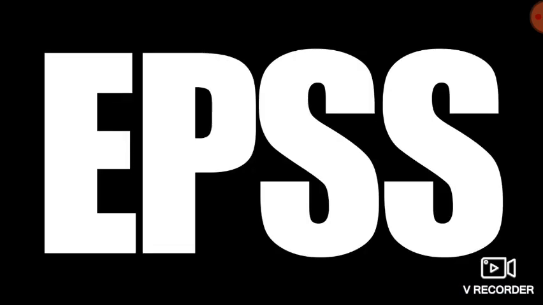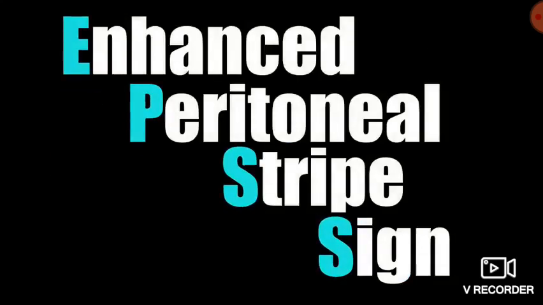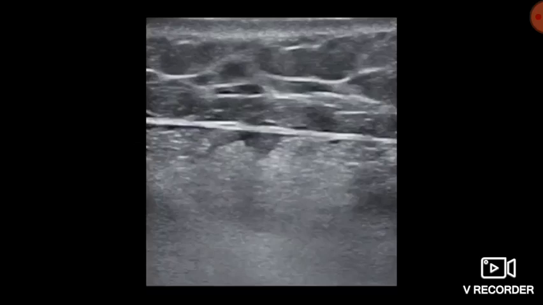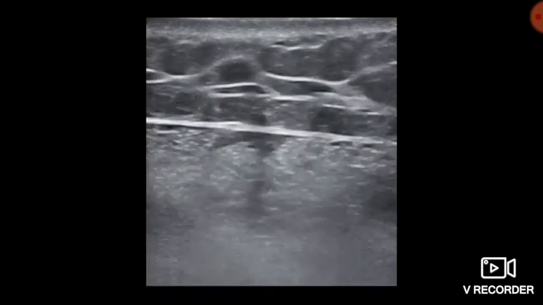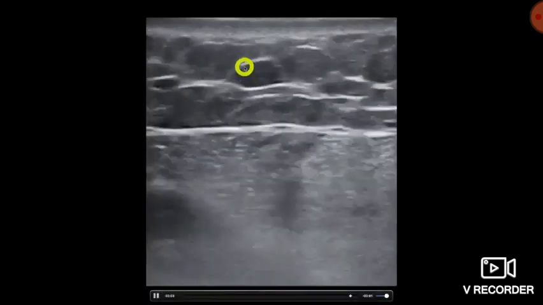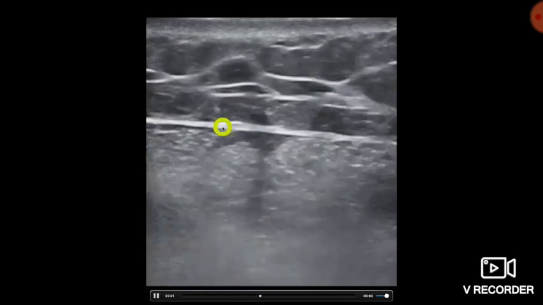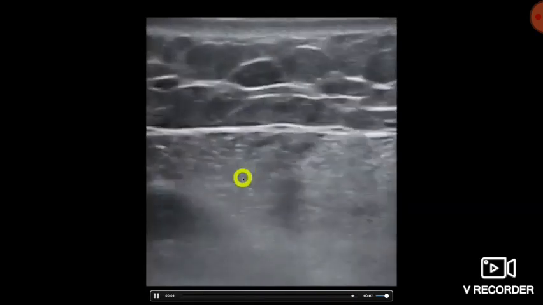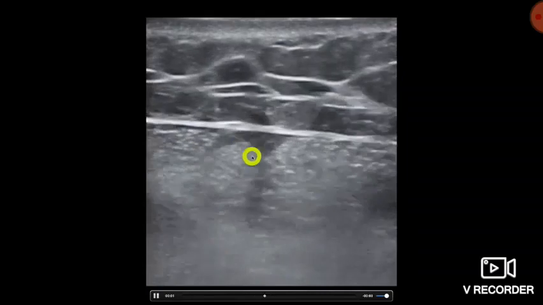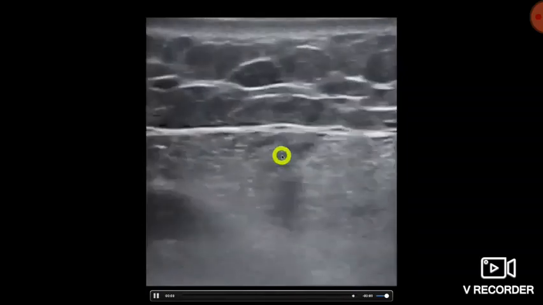This examination is all about the EPSS, not the heart EPSS or E-point septal separation. We are going to talk about the enhanced peritoneal stripe sign. So this is a non-enhanced peritoneal stripe. This is some subcutaneous tissue over here, and this is the peritoneal lining, and then we have a bunch of bowel underneath it. We can actually see a little bit of definition of the bowel itself.